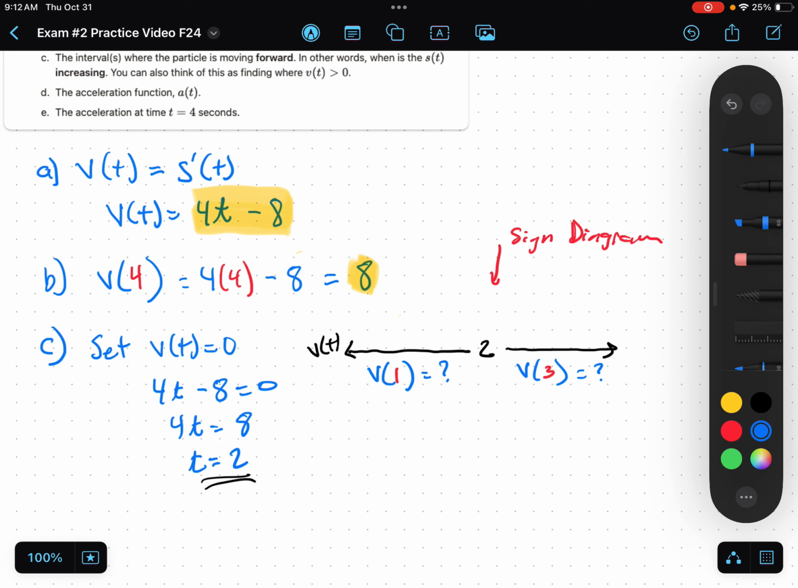Okay, so let's plug 1 into the velocity. That is 4 minus 8. That's negative 4. So my velocity is negative over here. What that means is the original function is decreasing on that side.